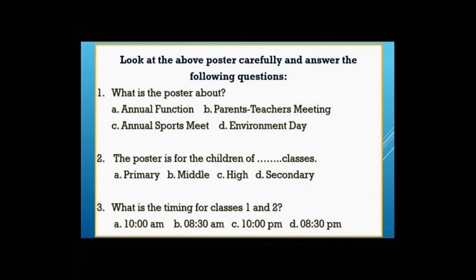Second question is, the poster is for the children of dash classes. You have read for which classes it is. And the options are primary, middle, high, secondary. And the third question is, what is the timing for classes 1 and 2? What is the time for classes 1st and 2nd? You have read it in the poster.